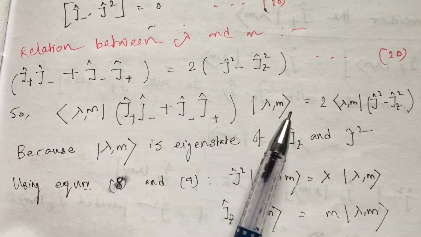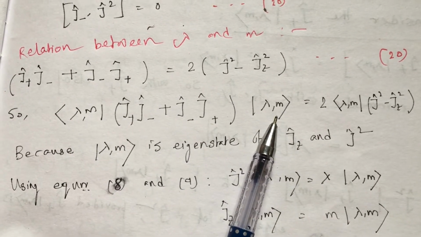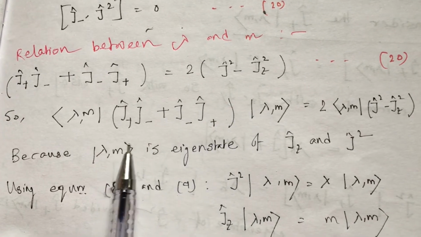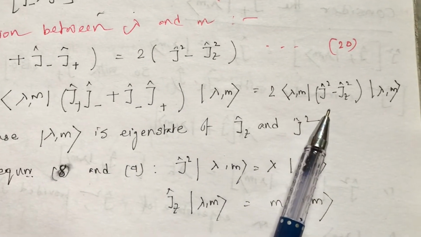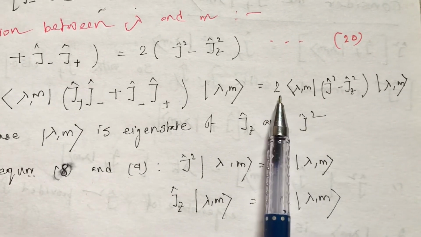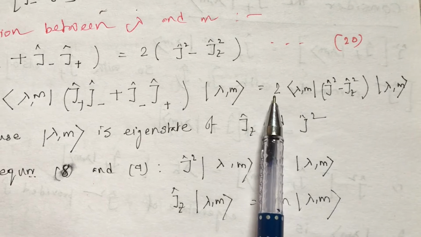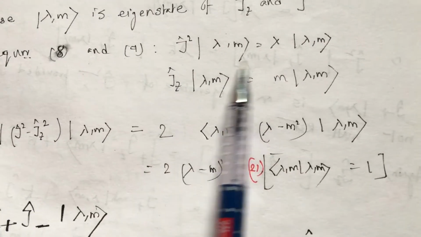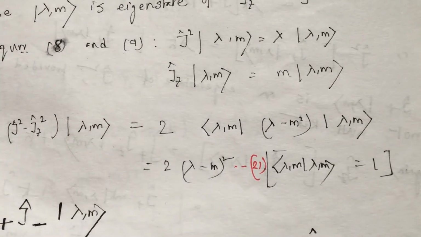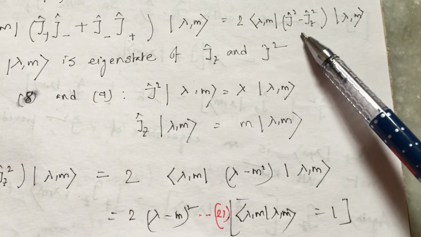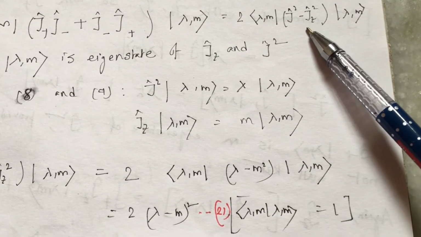this thing in the state lambda m, lambda m being the common eigenstate of J squared and Jz. Now using equation 20 here, I have obtained this relation. This 2 is a scalar, so I can take it outside. These are the eigenvalue equations for J squared and Jz. I am going to use these two eigenvalue equations here in the right hand side of this equation.